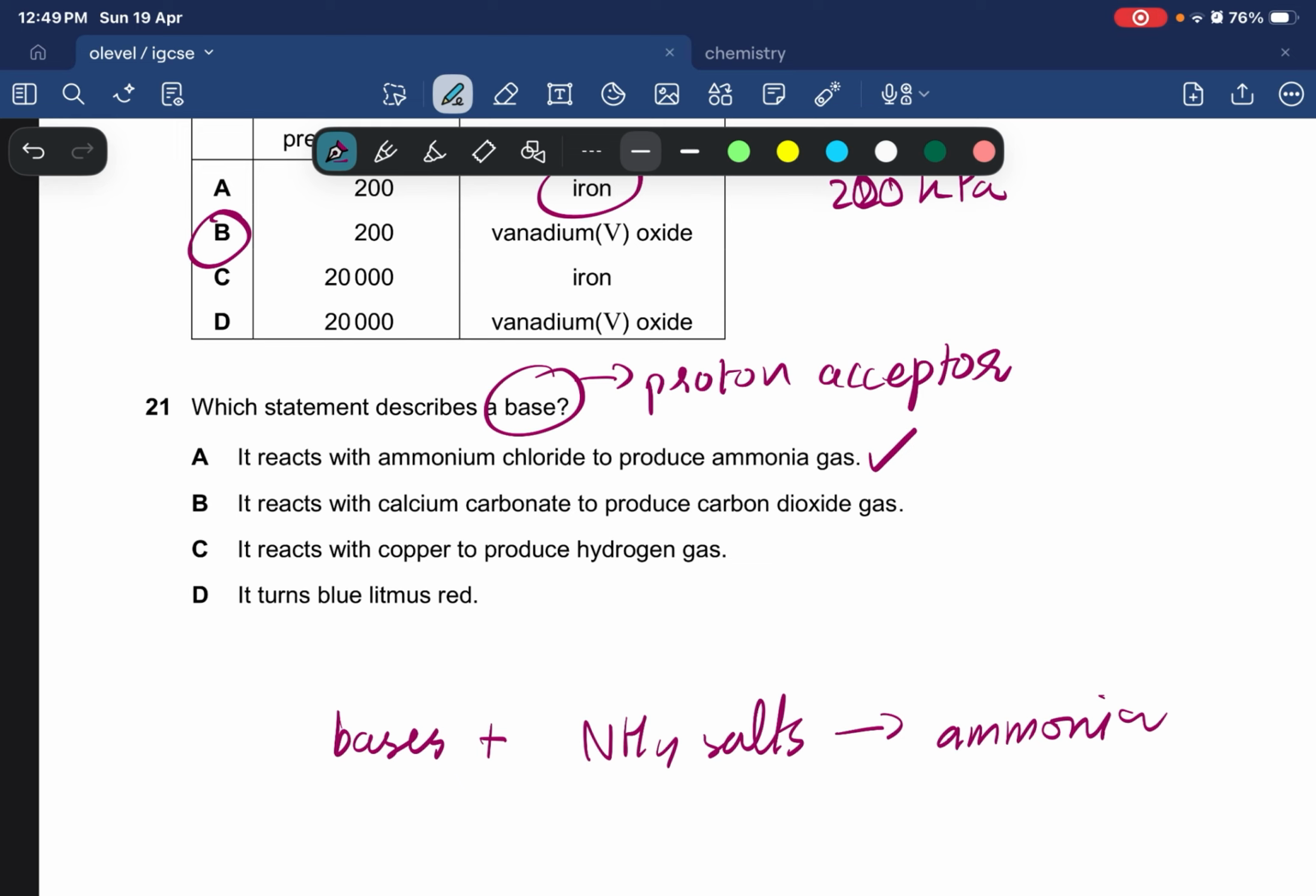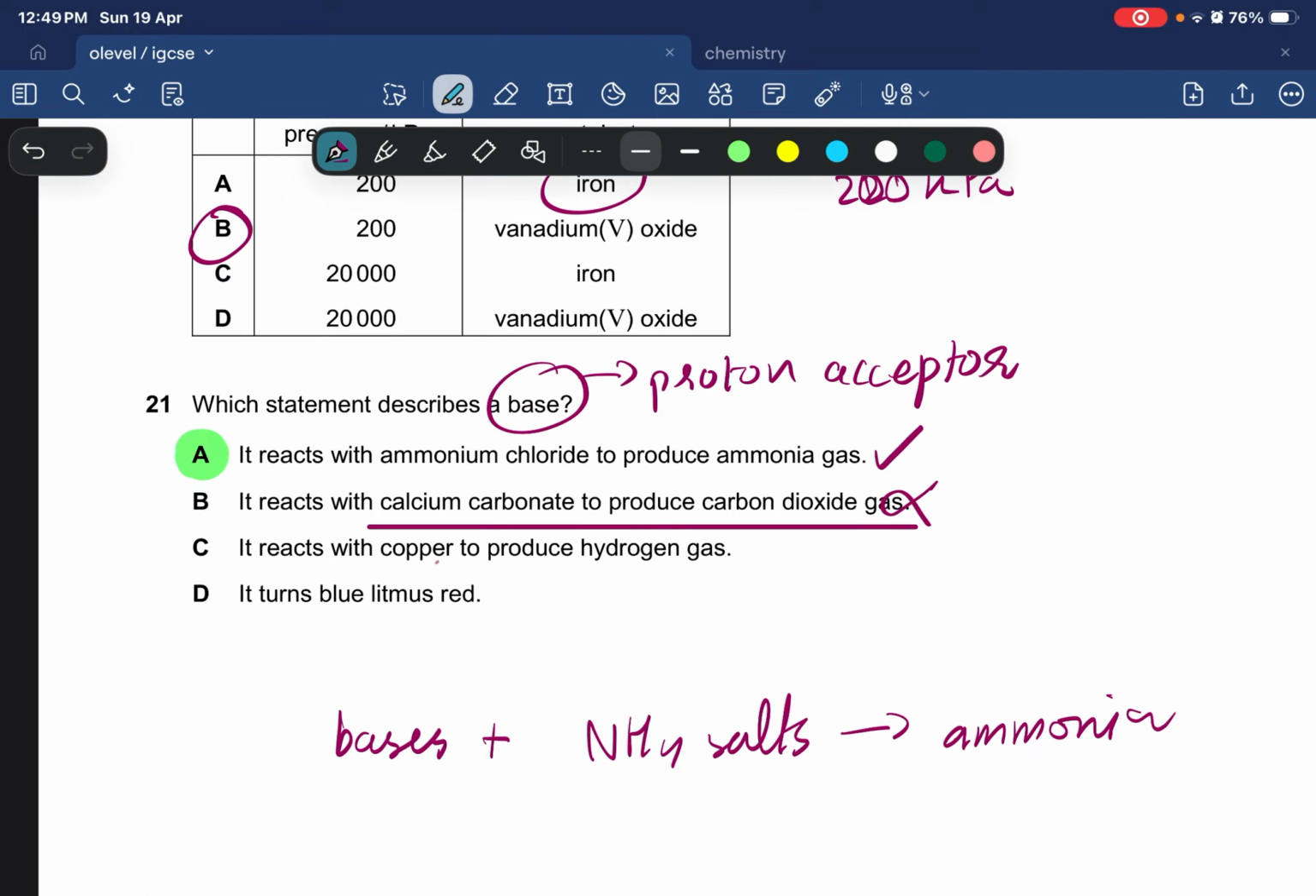Because, no, that's an A-levels concept. I would not like you guys to ruin your understanding, but this makes sense. Let's read the others as well. It reacts with calcium carbonate. No, calcium carbonate itself is a base because it neutralizes an acid. It reacts with copper to produce hydrogen gas. That is what acids do, not bases. It turns blue litmus red. No, bases turn red litmus blue, not blue red.